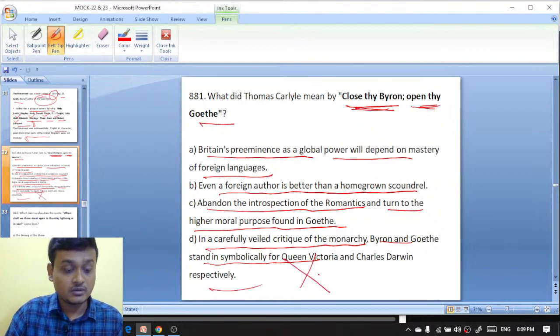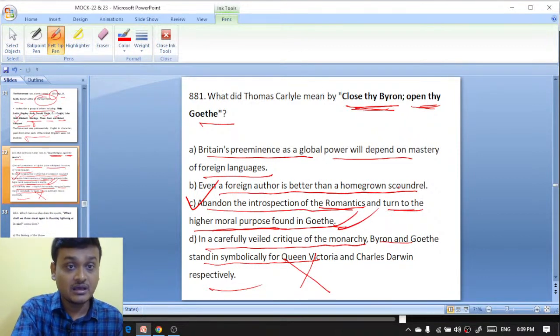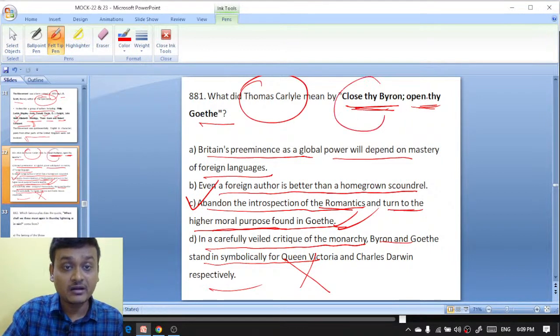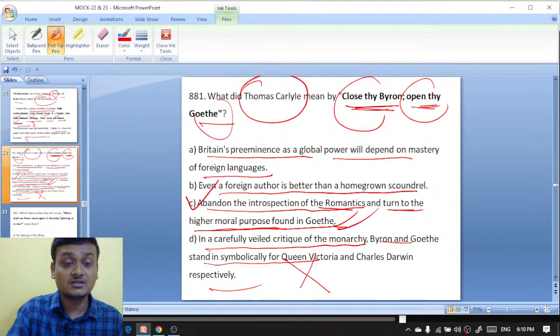No, that is wrong. The right answer is to abandon the introspection of romantics and turn to the higher moral purpose that is found in the works of Goethe. So here C is the right answer. Who said it? Thomas Carlyle said "Close thy Byron, open thy Goethe" because he wanted to abandon the introspection of romantics and turn to the higher moral purpose found in the works of Goethe.